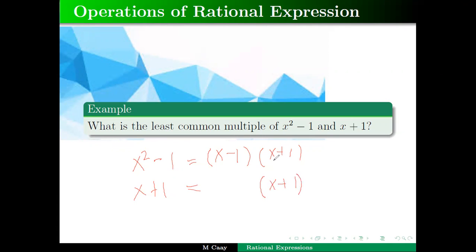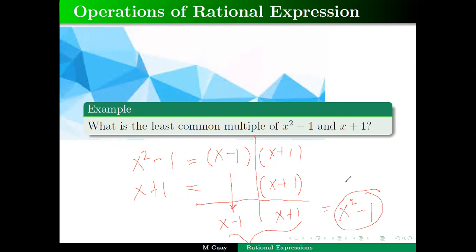So what I do is I align these because they're actually the same. So I align x plus 1 with x plus 1, not with x minus 1. And then I bring them down. So I'll have x minus 1, and I bring this down here, I have x plus 1. So what's actually the product of these two? The product of these two is actually x squared minus 1. Therefore, this is now the LCD, or the LCM, between x squared minus 1 and x plus 1.